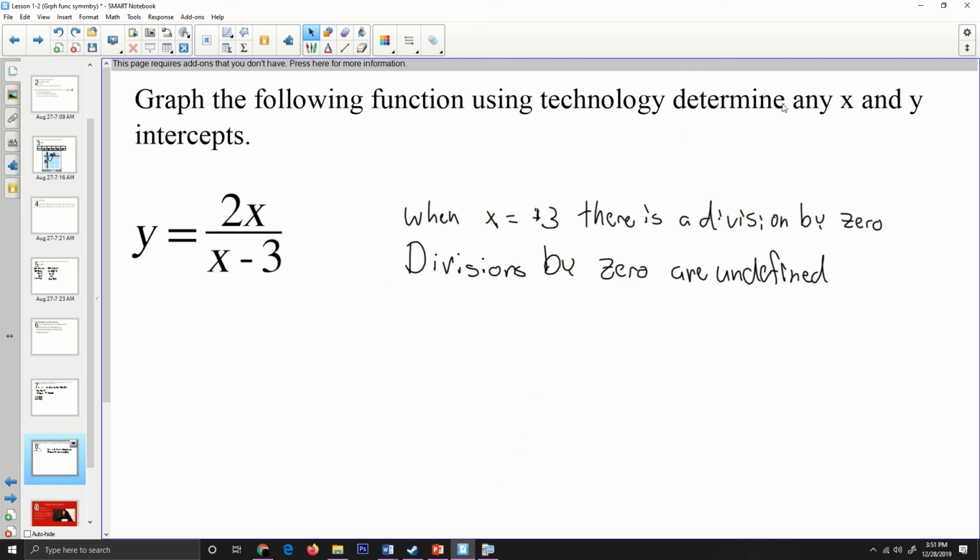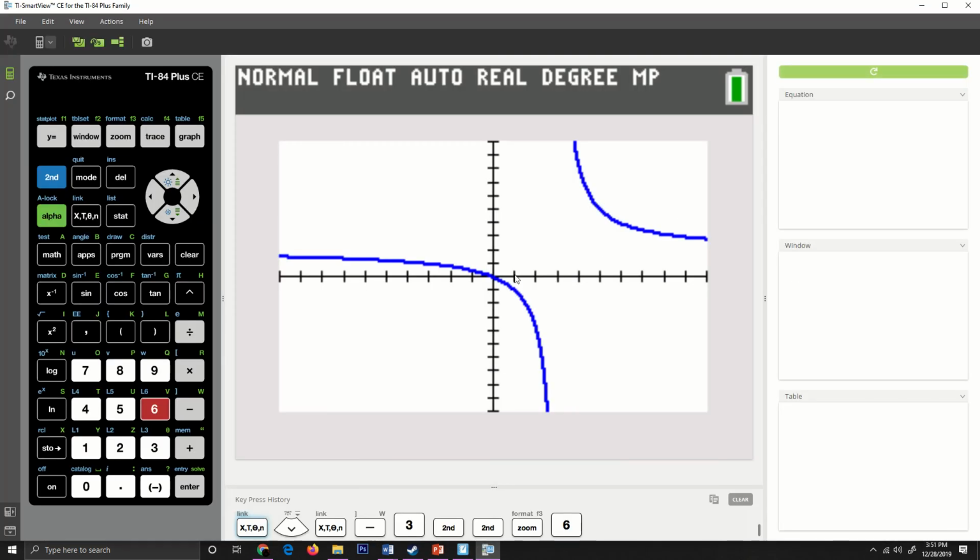But we can still use technology to determine any x and y intercepts if we wanted to. And we'll do the same process. When we want to find an x-intercept, we're looking for the y value to equal 0. And when we want to find the y-intercepts, we let x equal 0. But when we see this first one right here, we'll notice that we have a 0 right there. It looks like that is the only intercept, and it looks like it's at the origin.